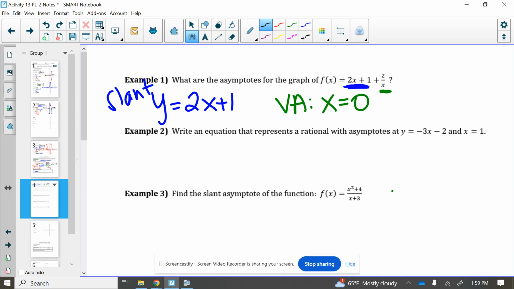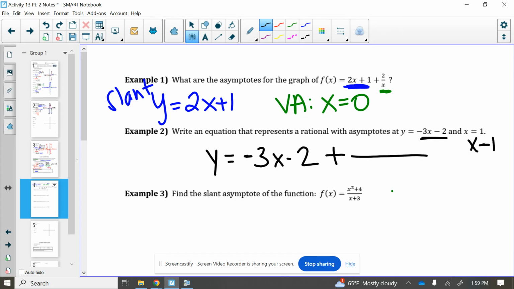And if we're in charge of writing the equation, for this one, notice they gave us negative 3x minus 2 as the equation of the slant. And then we have x equals 1, aka the factored form would be x minus 1 as our vertical asymptote in the denominator. Note that this number that's up top here, it doesn't matter what value you put for this constant. A is just a constant. You could make it 7, you could make it 99, you could make it 1. That number can vary.